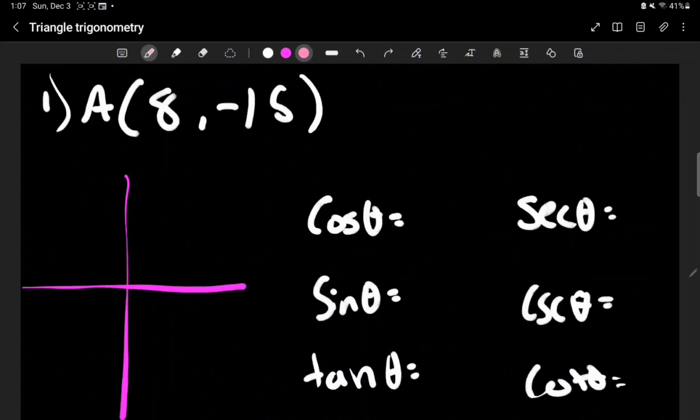All right, so here's our first problem: 8 and negative 15 at point A, right? So we always know that the x is over here and the y is over here, but we don't have the r. So this is where Pythagoras theorem comes in. R squared equals x squared plus y squared.